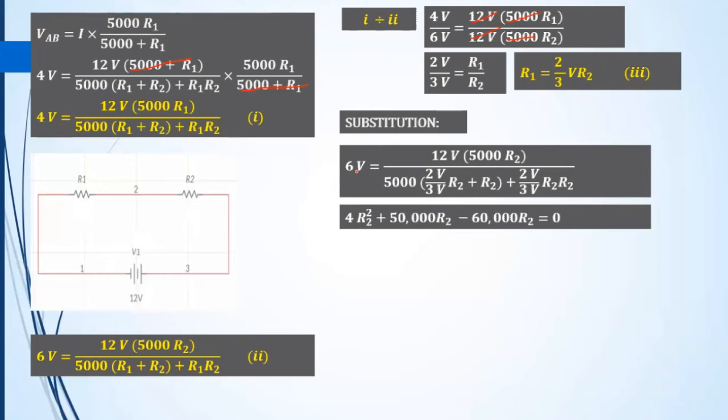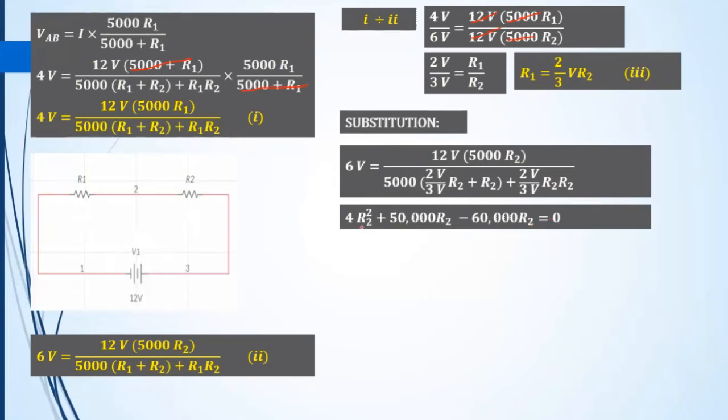So 6 times 2/3 is 4. So we have here 4, then multiply the R2 times R2, which is R2 squared. So we have here 4R2 squared plus the 5,000 times 2/3 times 6 is 50,000. So we have here 50,000 R2 minus 12 volts times 5,000, which is 60,000. So 60,000 R2 is equal to 0.